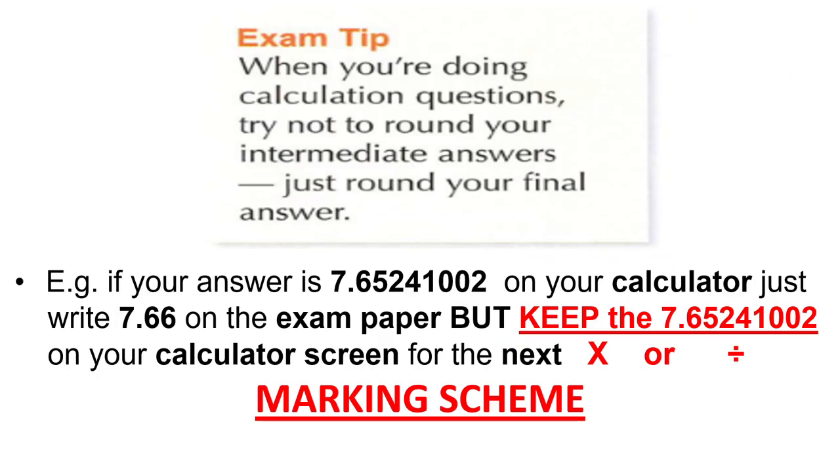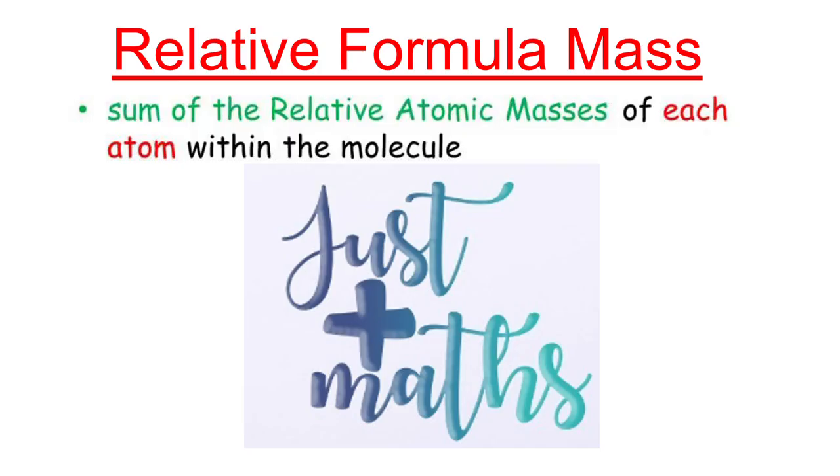Another exam tip is this: you might get a long number on your calculator, but you're not going to write out the long number on your exam paper. But keep the long number on your calculator screen, because that will give you the exact answer in the marking scheme, okay? For example, this rounds up to 7.66, but keep the long number on your calculator screen. So let's get it all started, okay?